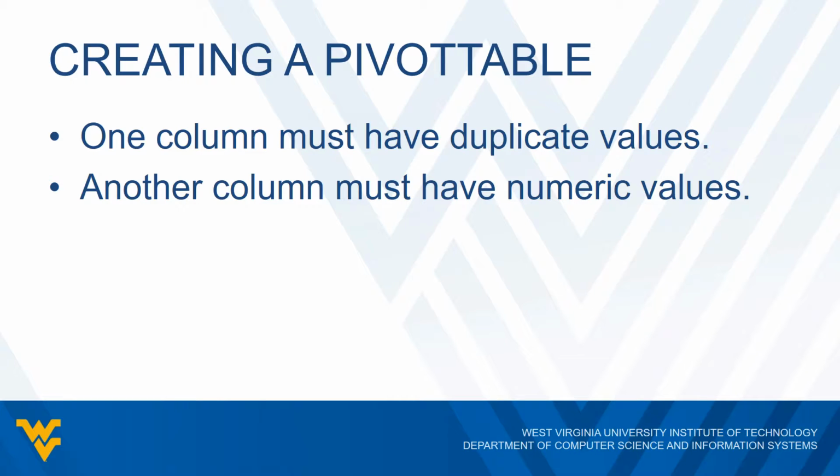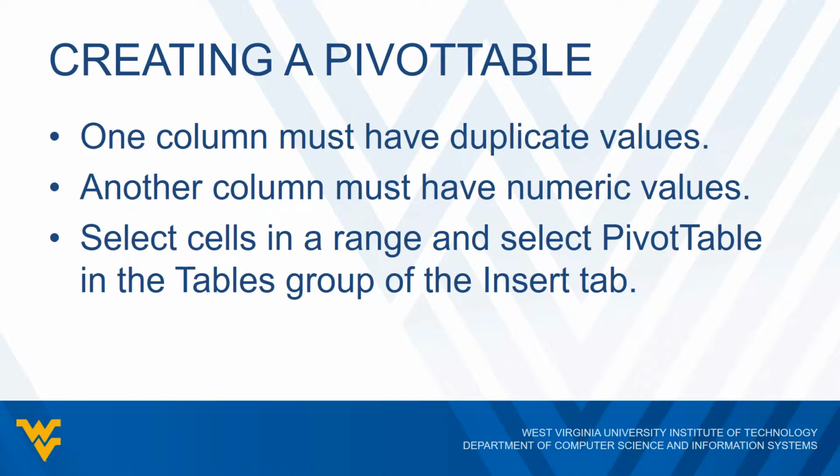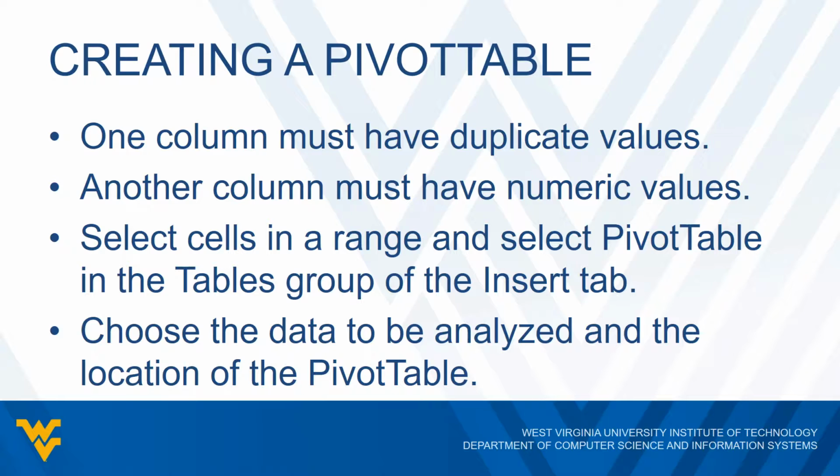So we have to have at least one column that has some numbers so we can actually do this grouping up. We would then select the cells in the range that we want to create our pivot table from, and then we would select the pivot table option in the tables group of the insert tab. We'll go over an example in just a bit, but you go to the insert tab, and then on the left side there's a tables group, and you would select pivot table. So then you just choose the data that you're going to analyze, and then choose the location of the pivot table. Do you want it in the already existing spreadsheet, or you can put it into a new spreadsheet.